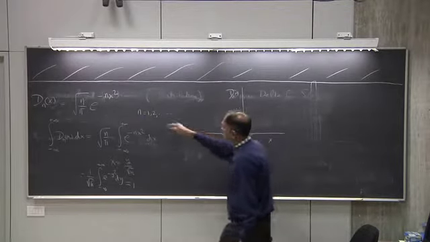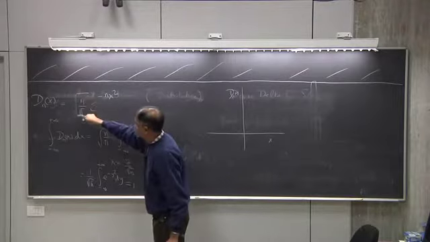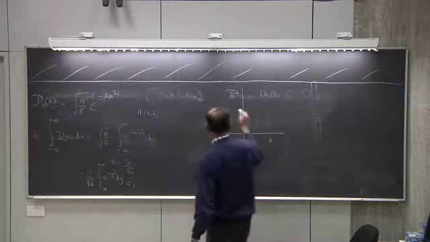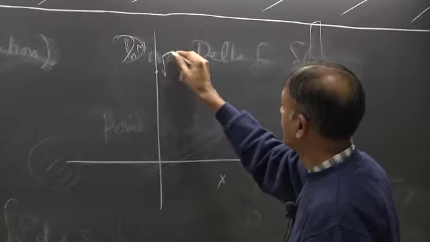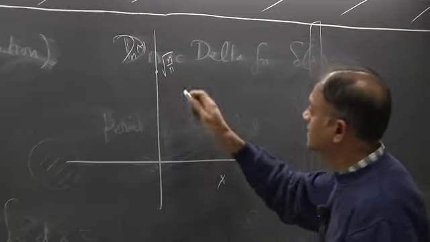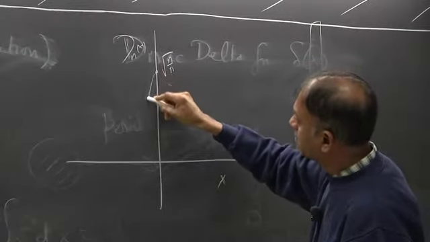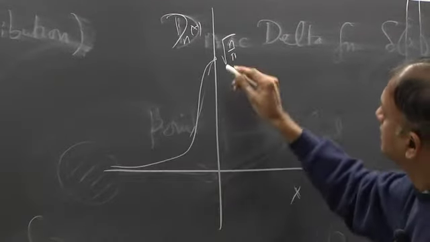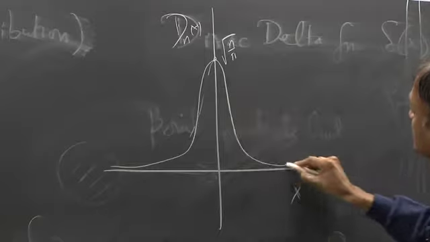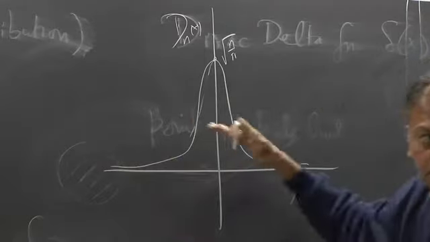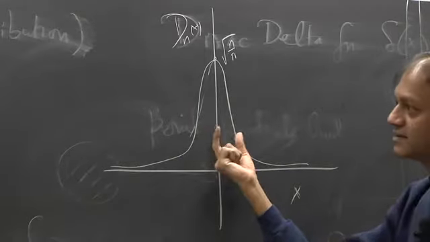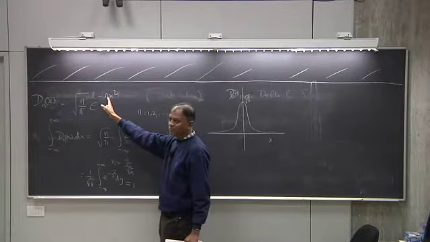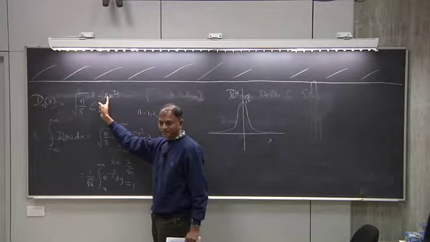At x equal to 0, this is root n by pi. Let's say this is root n by pi here, and then it starts going down. I'm not drawing it very well, but exponentially it will go down. And the width of this is obviously going to become smaller and smaller as n becomes larger.